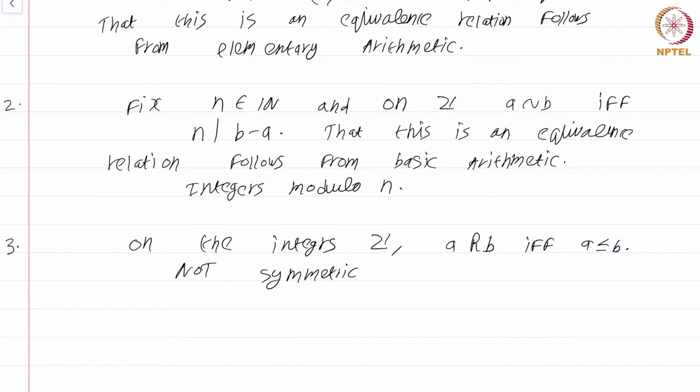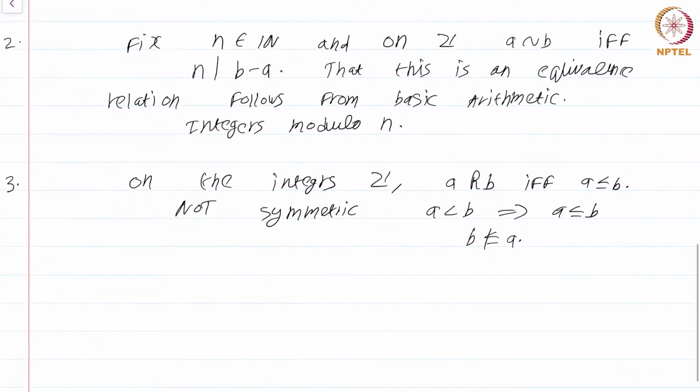Okay, if A is less than B, that means A is less than or equal to B also, then B cannot be less than or equal to A. This is not true. Okay, so this is not a symmetric relation, but it is transitive. If A is less than or equal to B and B is less than or equal to C, then A is less than or equal to C. It's certainly transitive.